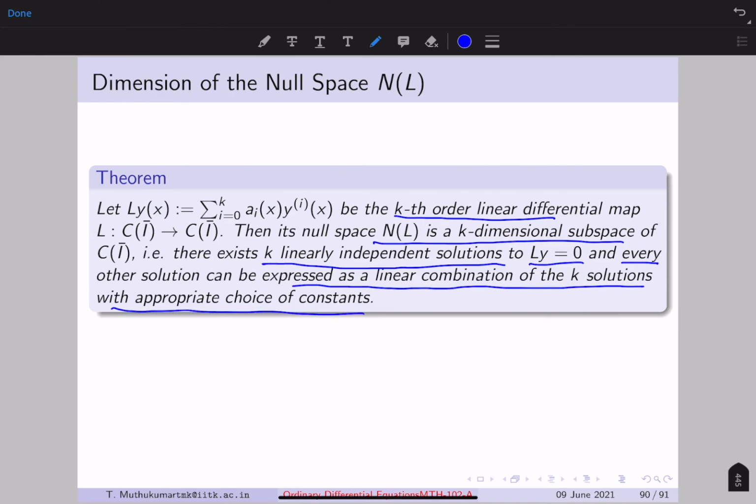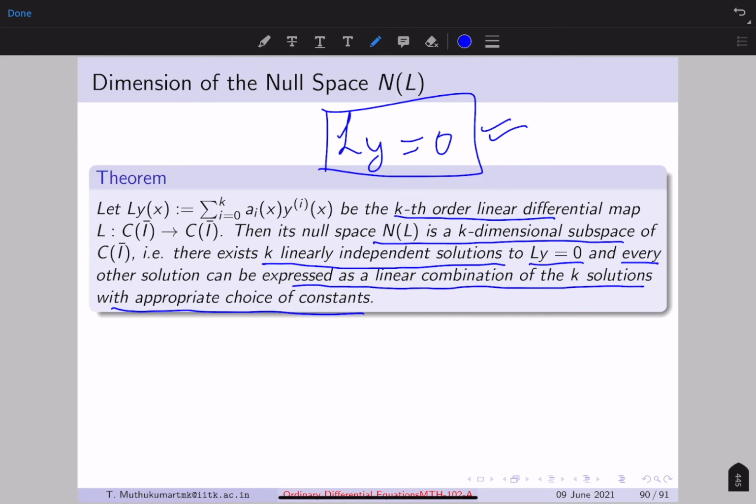So though the null space is a very big set, to identify the null space, you only have to find k linearly independent solutions. Once you have found k linearly independent solutions for Ly equal to 0 for a kth order operator, then you have found all the solutions of Ly equal to 0, right?